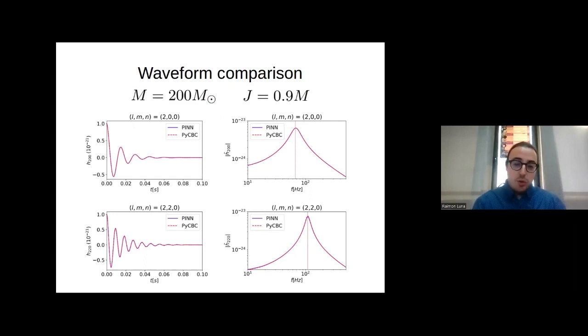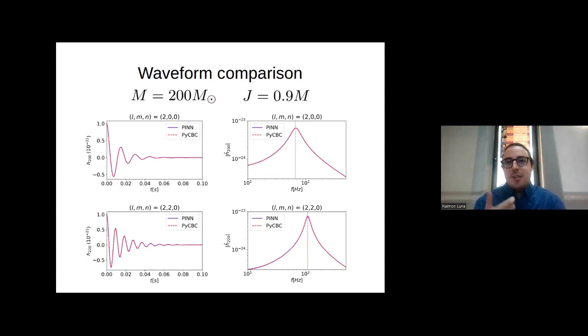So what we did is here we compare for this case, which is 200 solar masses and 0.9 spin parameter. We compare both waveforms and their Fourier transforms, and you can see that they are pretty much indistinguishable to the eye. Okay, so what we wanted to check is, let's say that we wanted to use this as templates for parameter estimation on a real detection, right?